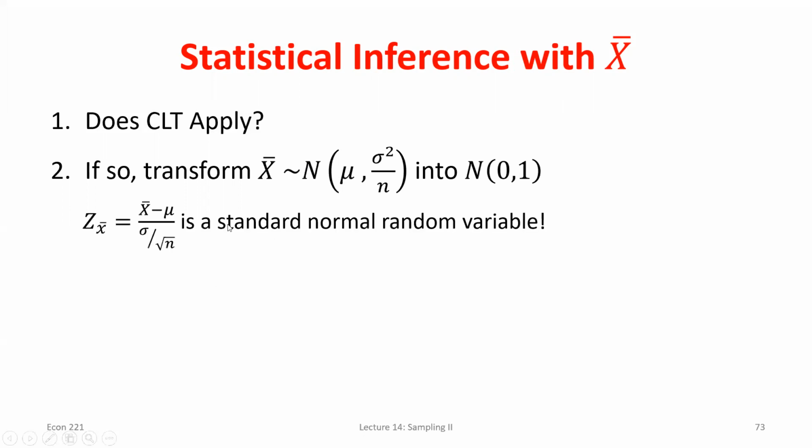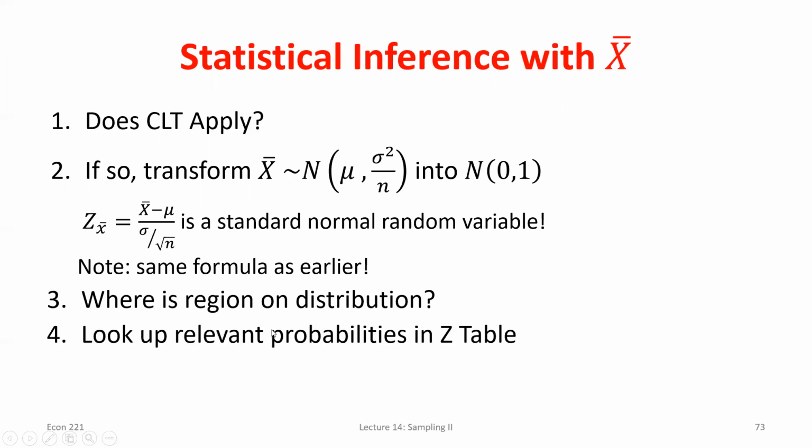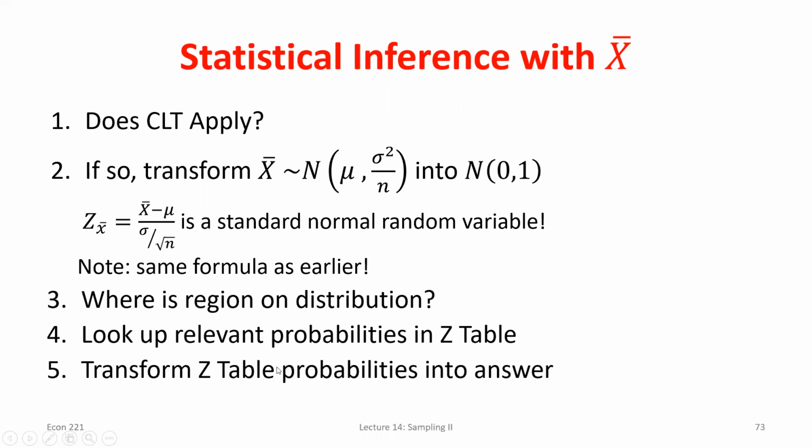Once I have that z-score, and I'll come back to this in a second, what region do I want? Do I want the area to the left, the area to the right? Look up the relevant probabilities in my z or standard normal table, and then transform those. That was the idea. If I wanted the probability it's greater than a certain value, I could look up the probability it's less than that from the table and then subtract it from 1. So the only thing that really changes in our process is this z-score equation, okay?